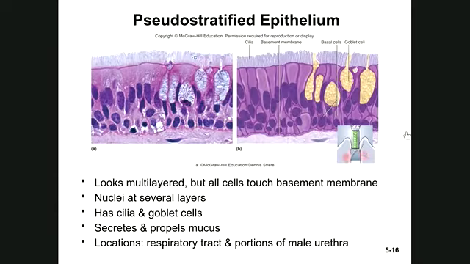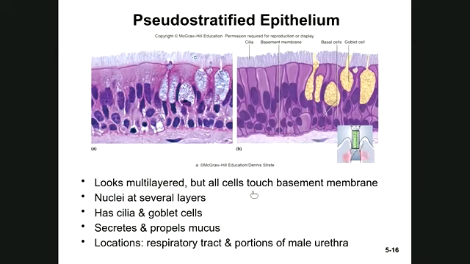And the last type of simple epithelium is pseudostratified. I told you that in the pseudostratified epithelium, or false stratified epithelium, we only have one layer, but because the nuclei are located in different levels, the shape of this epithelium is somehow stratified, but it's actually simple. So we call it pseudostratified. It looks multilayer, but all cells can touch the basement membrane.